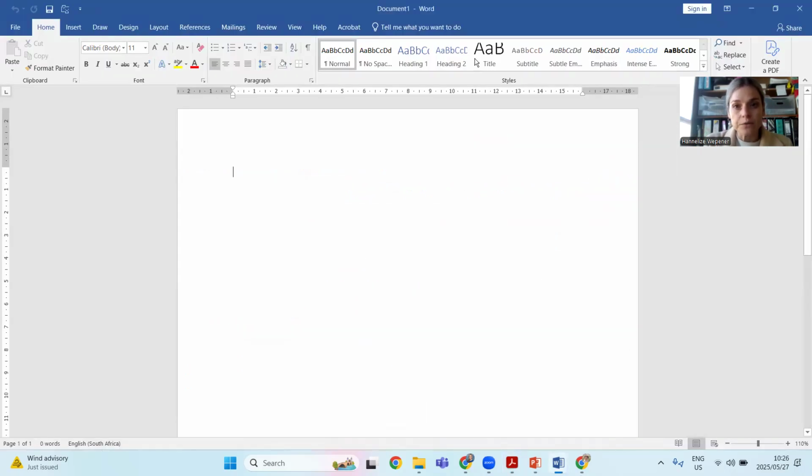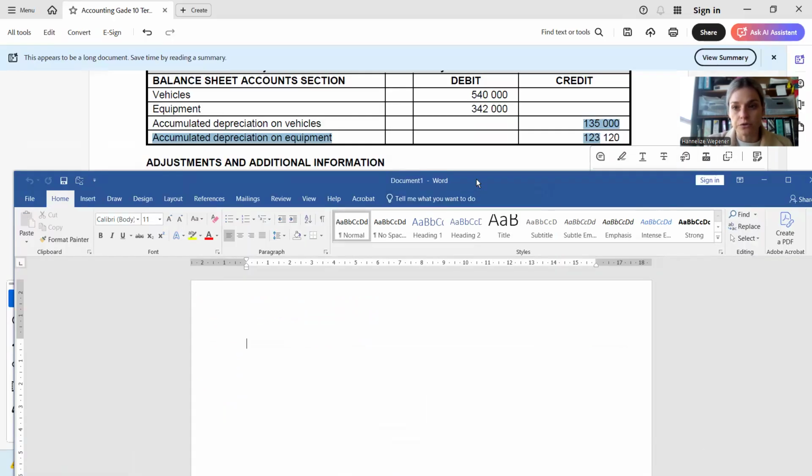So I always say split your calculations. So you have your vehicles and you have your equipment. Now we're going to split these even further. We are also going to now say that we had old vehicles and we also had old equipment, meaning the assets that we had prior to the current financial year. So not purchased in the current financial year.